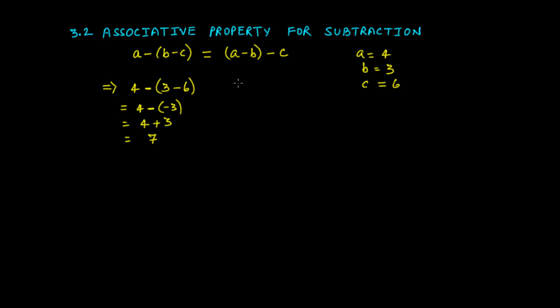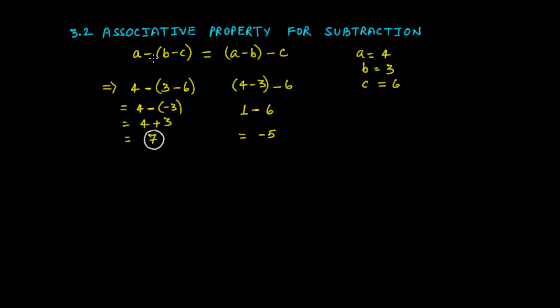What about this one? You have 4 minus 3 in brackets and minus 6. 4 minus 3 is 1, and here you have minus 6, and therefore you'll get minus 5. Okay, so here you have number 7.